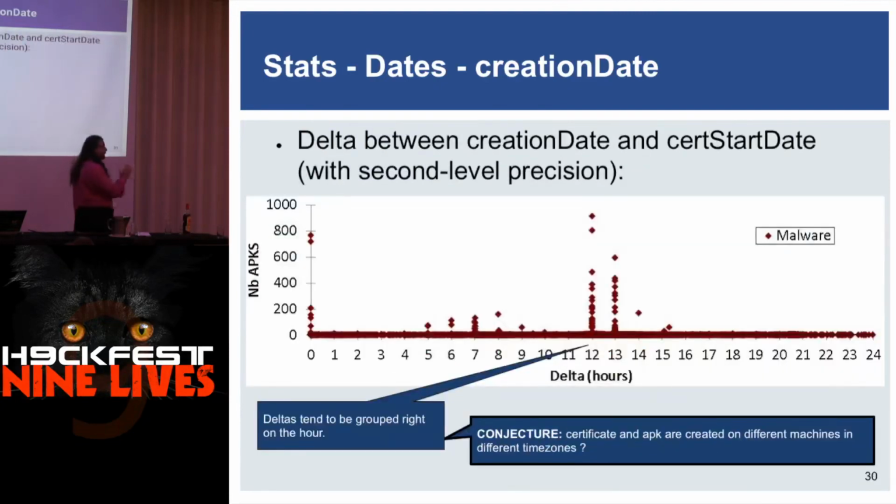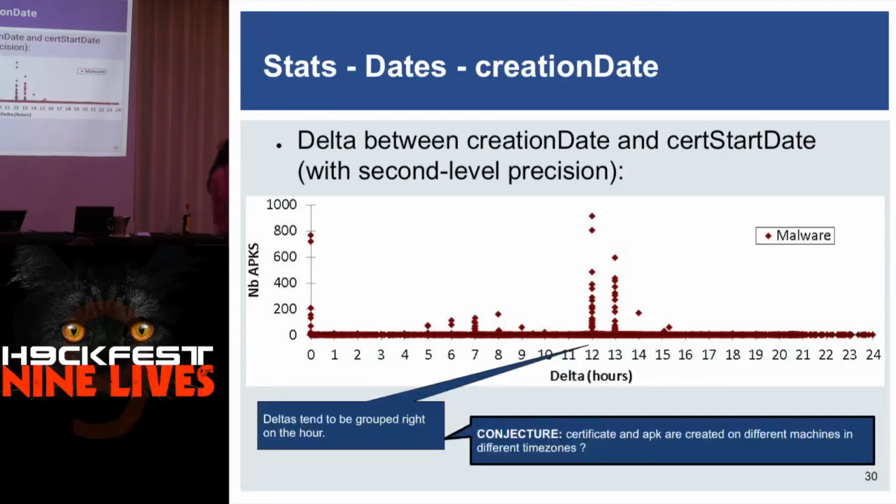Now, if we come back with the delta between the creation date and the start of the validity period of the certificate, this is weird. And we look at those values with second level precision. So like the delta is 1 second, the delta is 2 seconds, the delta is 6 hours, 23 minutes, 3 seconds. We get that graph. Now, this is an awesome graph.